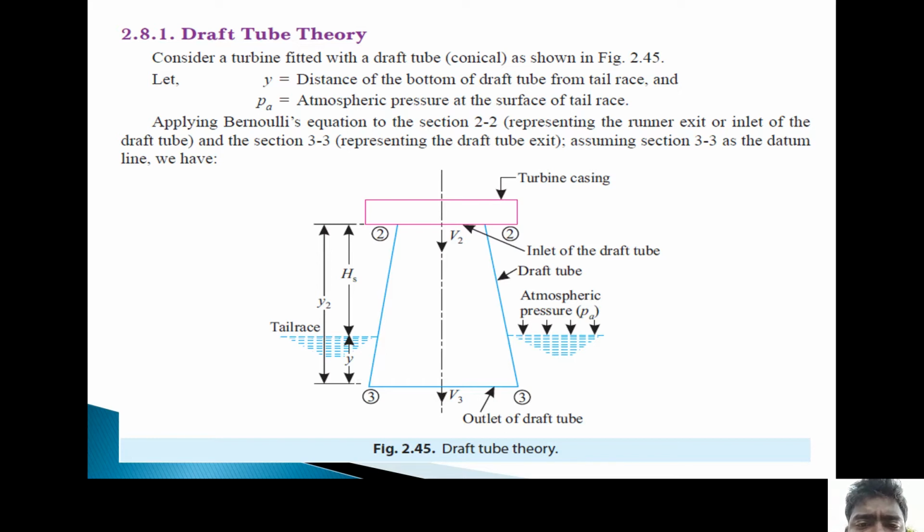Next, applying Bernoulli's equation, section 3.3 and section 2.2. In this draft tube, conical shape, turbine casing. Next, part 2 and part 3. This is divided into part 2 and part 3 by applying Bernoulli's equation. Part 2 and part 3 are equated.